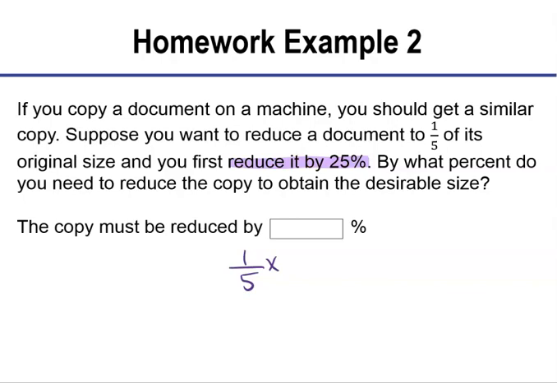So the size now is 75% of the document. Let's write this down. This is the goal, but right now we have 75% of X. And we want it to be 1/5. This is what we're going for, 1/5 of X.